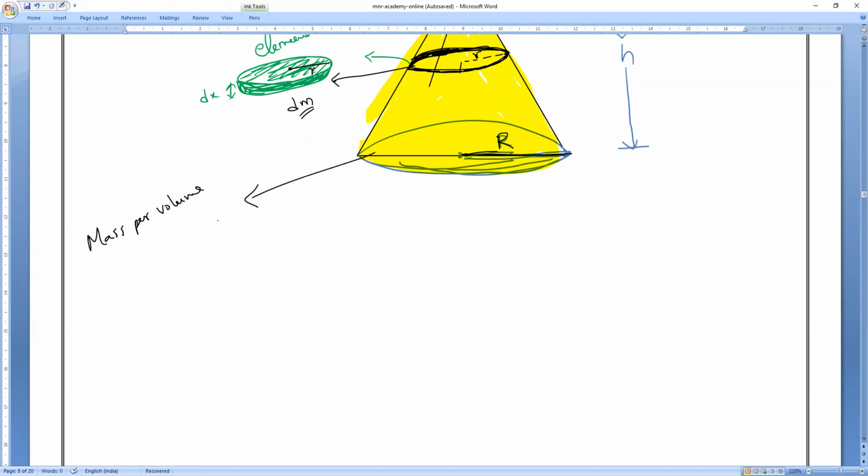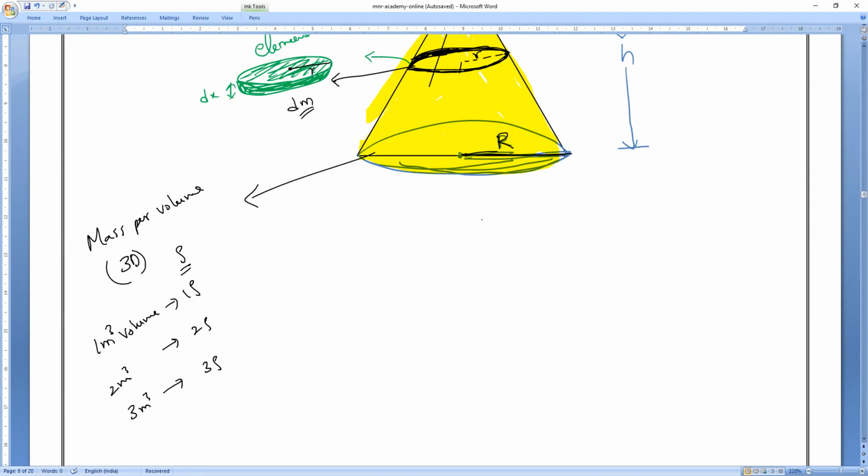So sigma or lambda or rho? It is 3D, so it is rho. Understanding rho? One cubic meter volume has mass 1 rho. Two cubic meters has 2 rho. Three cubic meters has 3 rho. Now in the same way we have to find the mass dm.